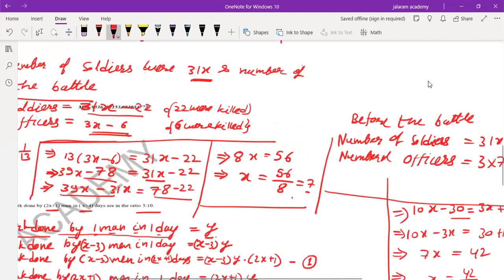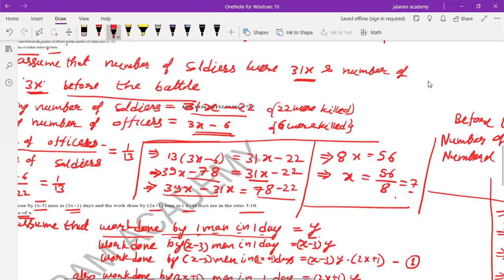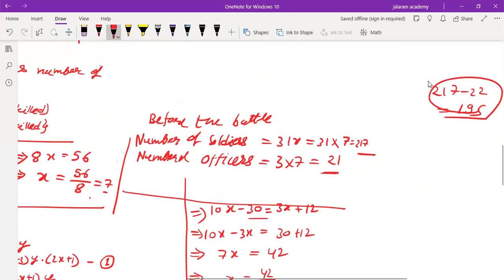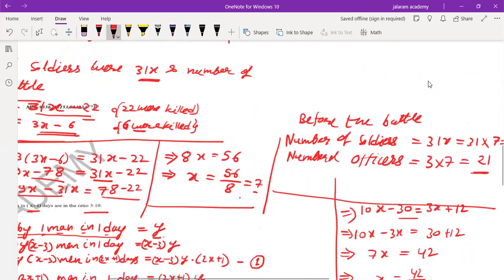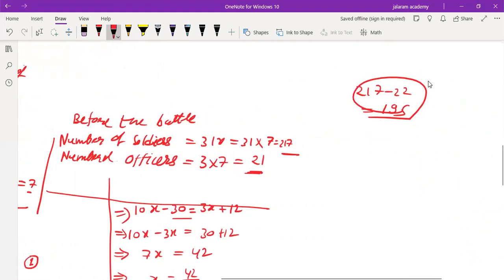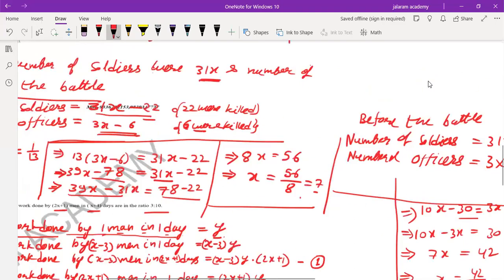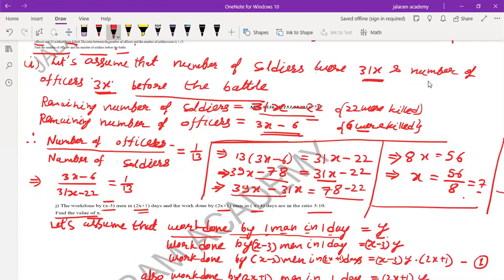Now we can check also. If 22 soldiers were killed in the battle, so 217 minus 22 is 195. Okay. And 6 officers were killed. So the total number of officers 21, when 6 killed, 21 minus 6, 15. And if we find the ratio of the number of officers to the number of soldiers, 15 to 195, so it is 1:13. So our answer is also correct.